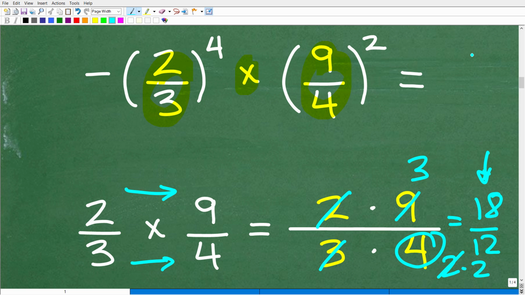Or if we end up with the fraction 18 over 12, we can reduce that, right? 6 goes into 18, 3, and 6 goes into 12, 2, right? So we're going to have 3 halves. But we're talking about basic arithmetic here.